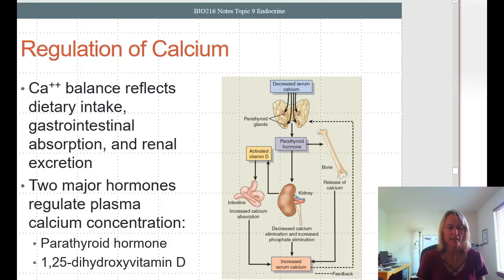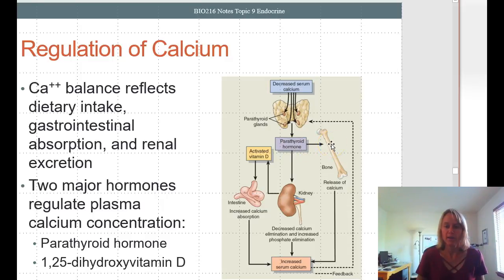So calcium, blood levels of calcium are going to be a reflection of how much you take in, how much is absorbed by the GI tract, and how much is excreted by the kidneys. The two major hormones that regulate calcium are parathyroid hormone and vitamin D. So if blood levels of calcium are decreased, this is going to cause the parathyroid glands to release parathyroid hormone.